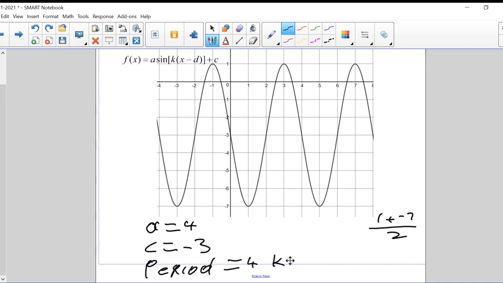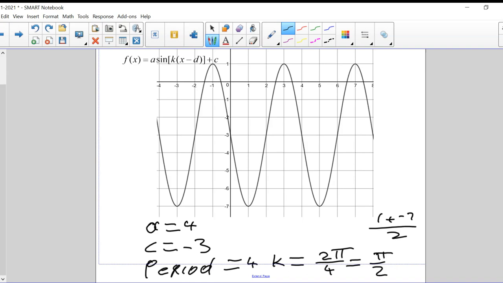So my k now, I'm going to do the same thing. It's 2 pi divided by the period. So in this case, it's pi over 2. That's my k. Just reduce the fraction to lowest terms, pi over 2. So we have the a, we have the c, we have the period, which gives us the k. It's 4, yeah, that's good.